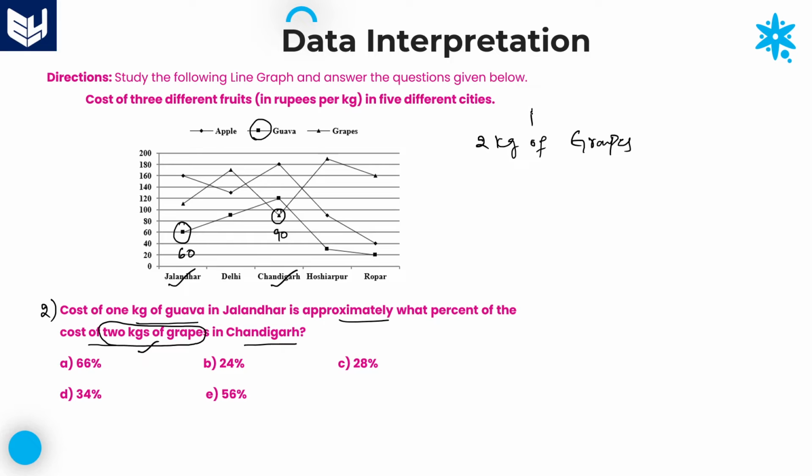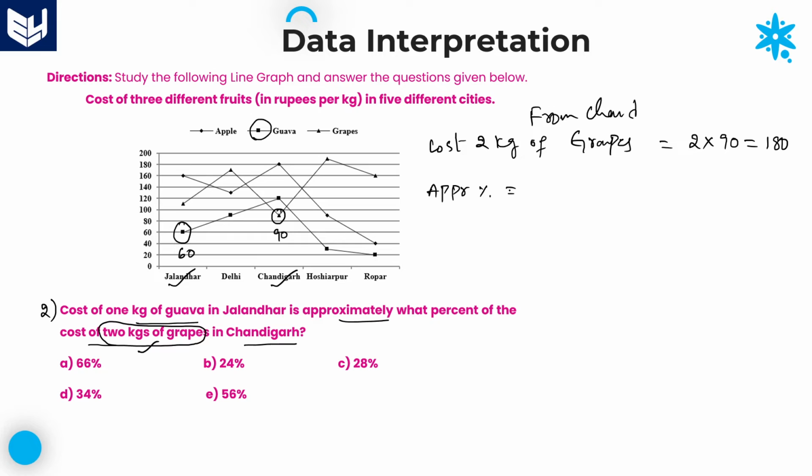From Chandigarh, the cost of 2 kgs of grapes is equal to 2 into per kg, which is 90. Therefore, 2 kgs cost 180 rupees. Now, what the question is asking is the cost of 1 kg of guava. We need to calculate the approximate percentage. We are not going to calculate the exact value.